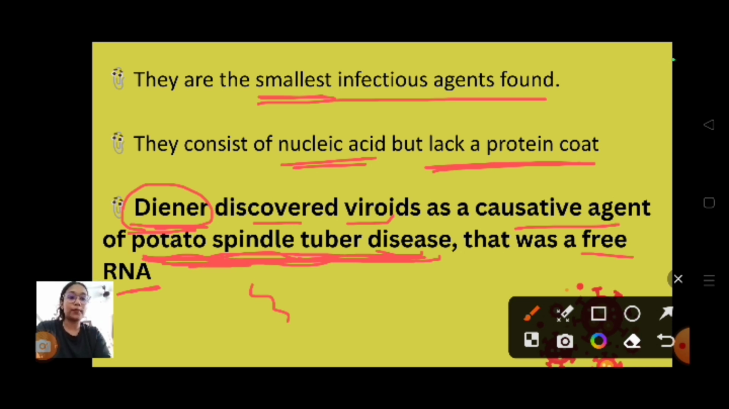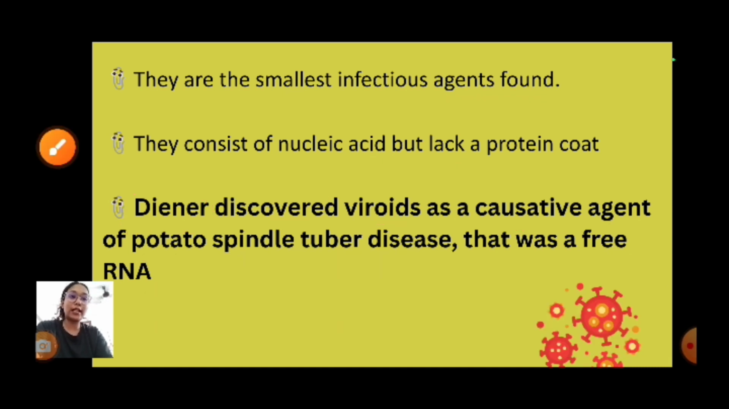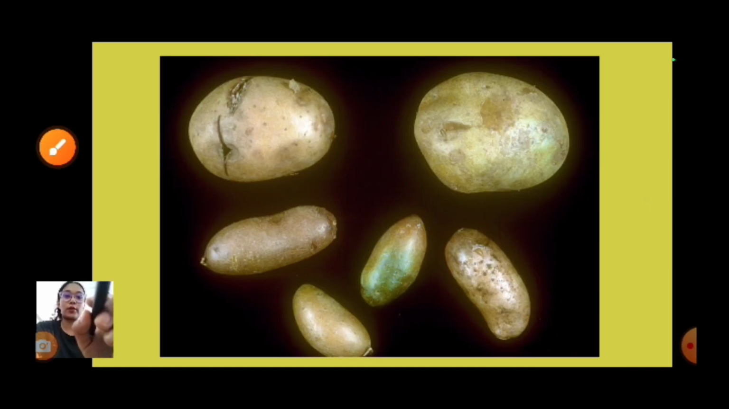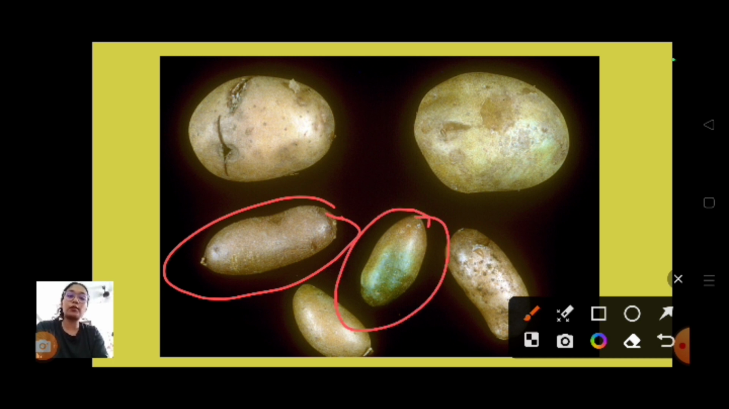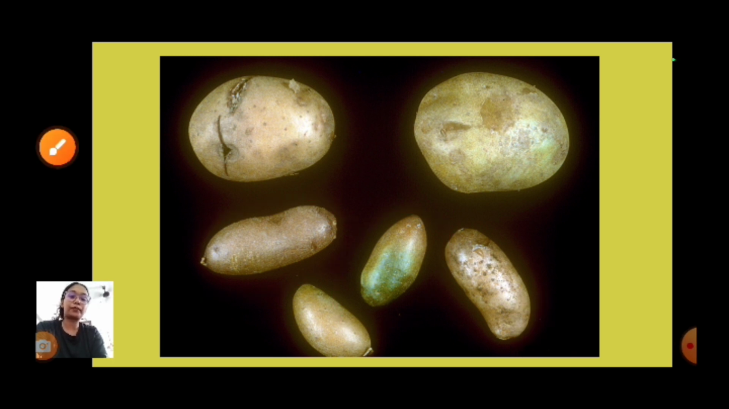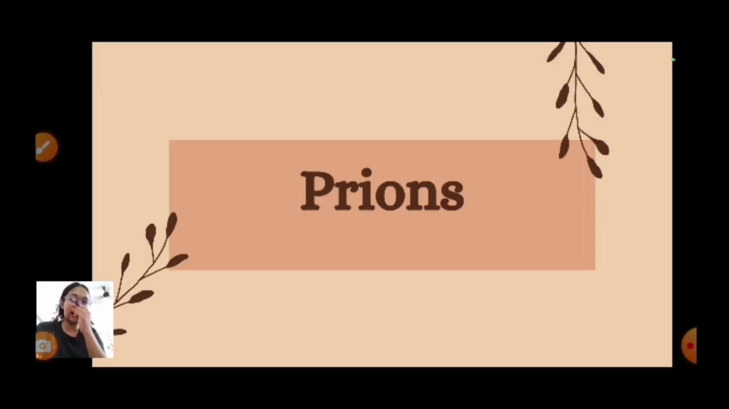Getting my point? Potato spindle tuber disease is caused by viroids. Let us see some pictures of potato spindle tuber disease. This is the symptoms of that disease. Clear? So moving on to the next slide.